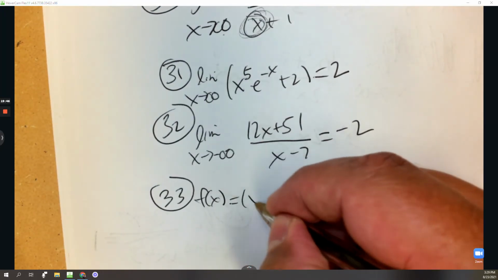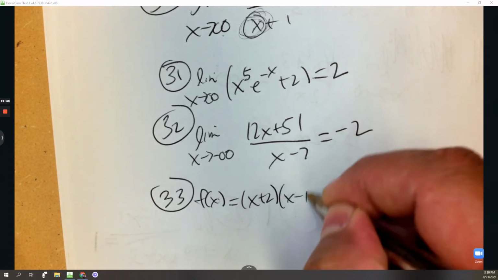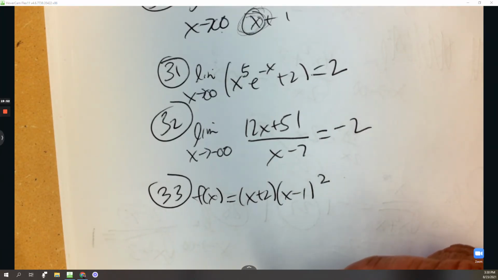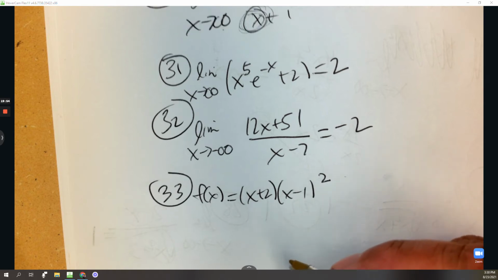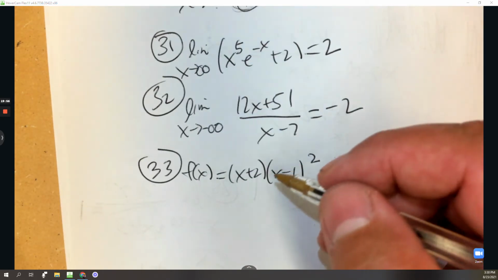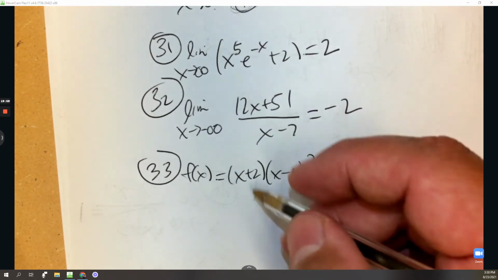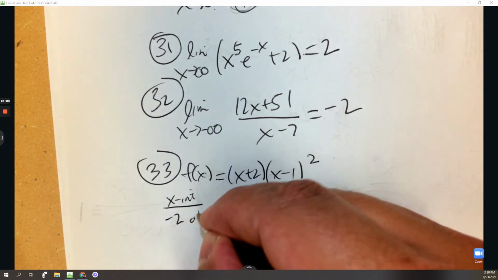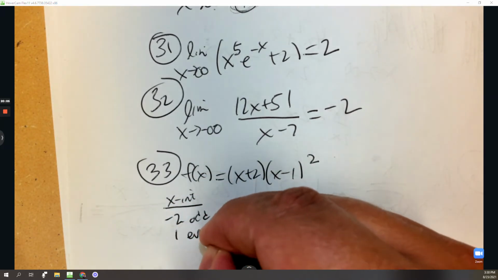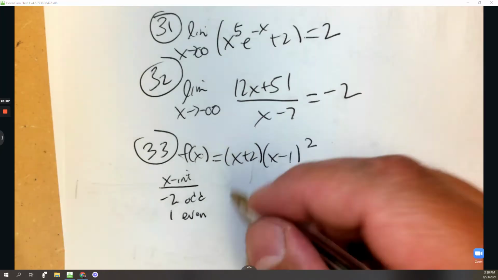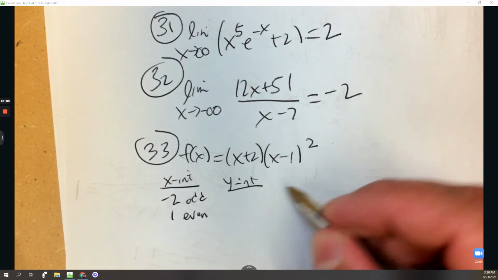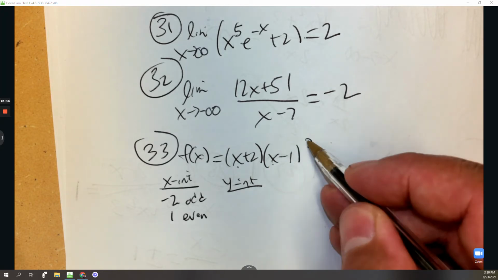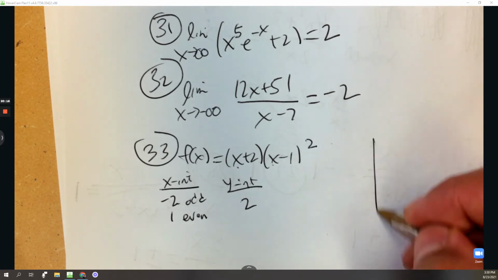F of x equals (x plus 2)(x minus 1) squared. So it says list intercepts, asymptotes, holes, end behavior, and so on. This is a polynomial, so there are no asymptotes or holes or anything. We do have an x-intercept at -2, and it's odd, and at +1, and it's even. We also have a y-intercept. If I plug in 0 for x, it's -1 squared, which is 1, times 2. And now we could graph it.